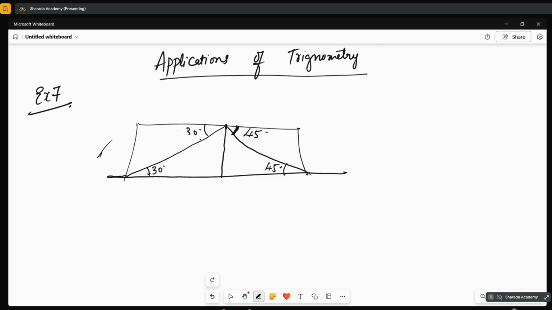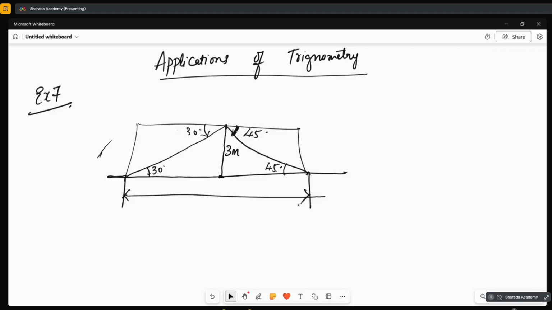Okay, so this is 30 degree and this is 45 degree. So this is 30 and this will be 45 because they are alternate interior angles. Now what he has given, if the bridge is at a height of 3 meters from the bank. So from the height, it is 3 meters. Find the width of the river. Width of the river is this much. Total you have to find.